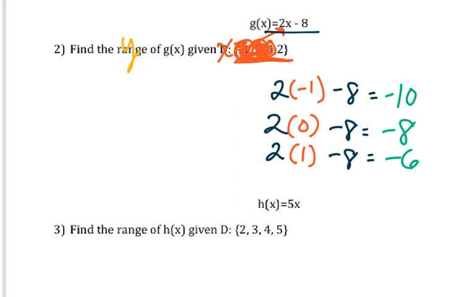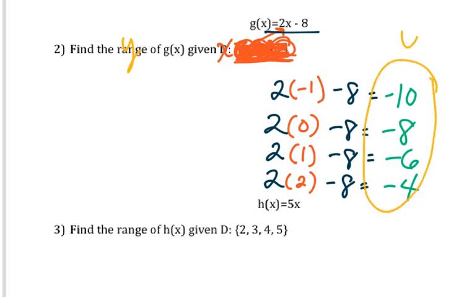Done. Very pretty. Last but not least, my last domain number, my last x value, 2. Instead of x, x is 2, -8. 2 times 2 is 4. 4 minus 8 is the number -4. Voila. We plugged in all these x's, we plugged in all the domains, and out came our range.